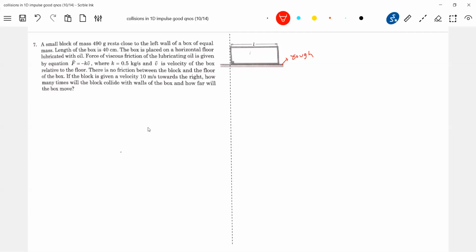So in a small corner, we have a small block here. It may not be visible properly, so I'm putting it in red color. There's a ball, that one. A small block at rest to the left of a box of equal mass. So what is the mass of the block as well as the box? Both are the same, and it's saying elastic collision. If the block is given velocity 10 meter per second towards the right, I'll proceed directly with the diagrams here.